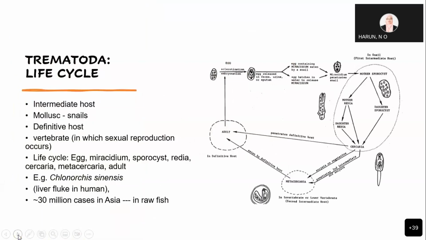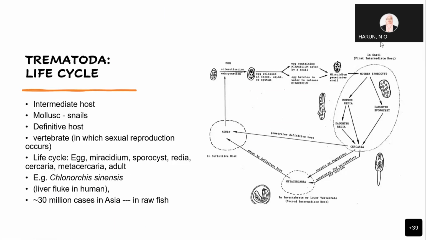Untuk trematode, the life cycle that we can see here adalah dia merupakan intermediate host ataupun memerlukan intermediate host. Contohnya mollusk iaitu snail for trematode. Okay. Definite host seperti vertebrate in which sexual reproduction akan berlaku pada definite host. Manakala dia punya life cycles of trematode adalah egg, miracidium, sporocyst, redia, cercaria, metacercaria dan seterusnya adalah adults.